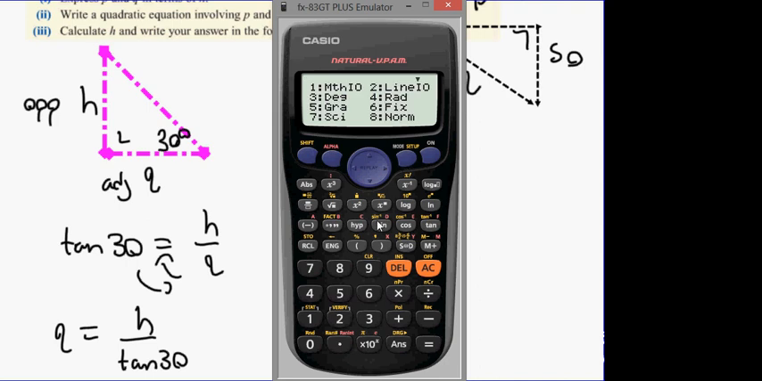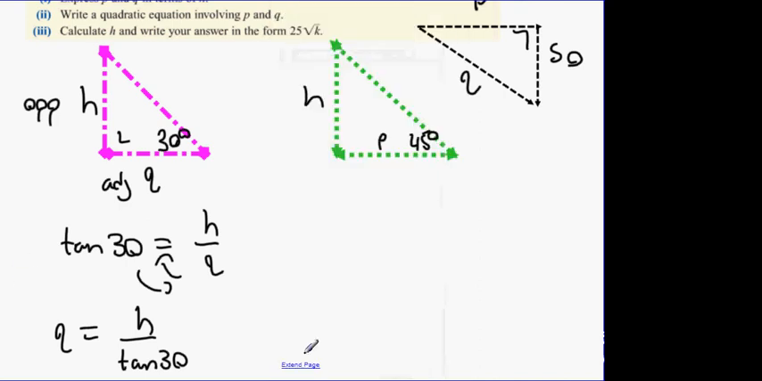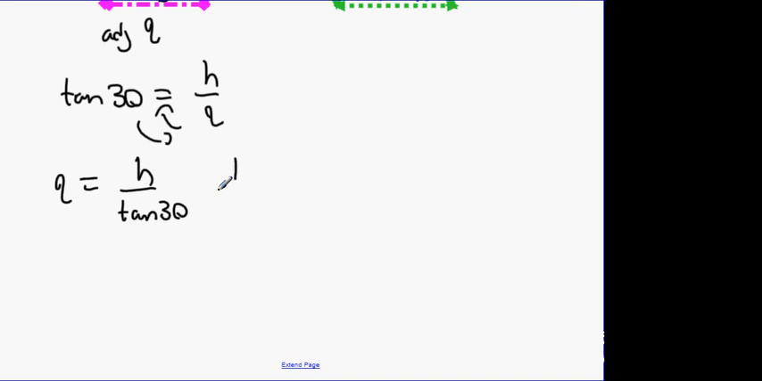Then we're going to get 1 divided by tan 30, which is root 3. Why 1? Because I'm basically separating out the H, so I can figure out what this number is on its own. And what we're going to get is Q equals root 3H. Is that right?